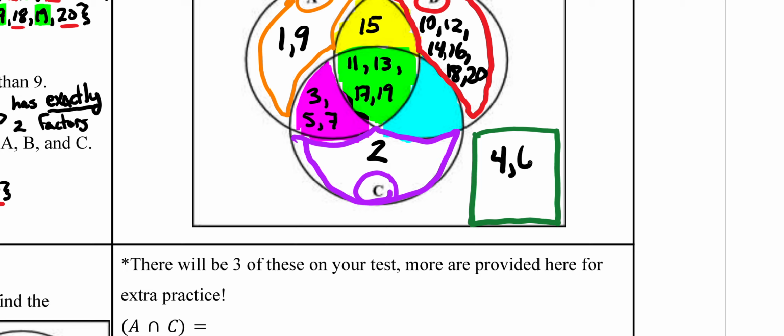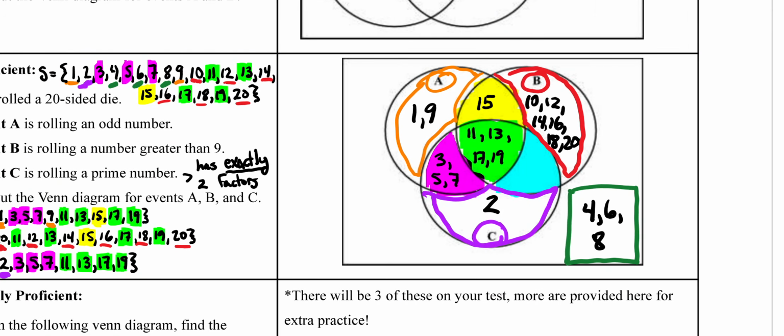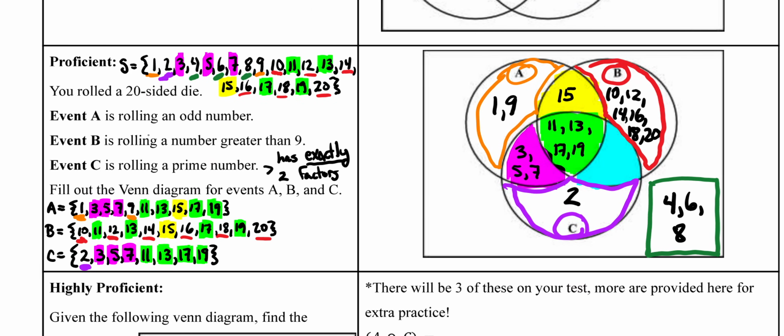4, 6, and 8. So I'm asking myself, is that right? Is 4 an odd number? None of them are odd, so they're not in A. Are they in B? Are they greater than 9? No. And are any of them prime? Also no. So definitely those three would go outside of the events A, B, and C. And that's how you do this.